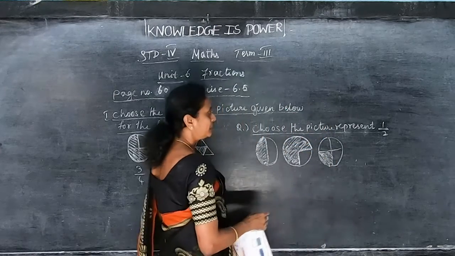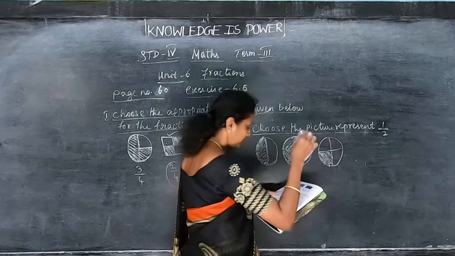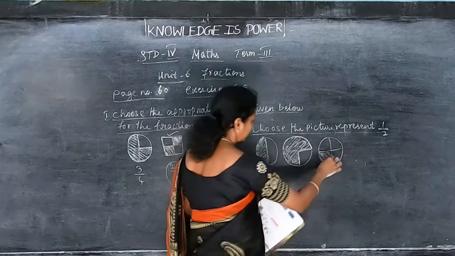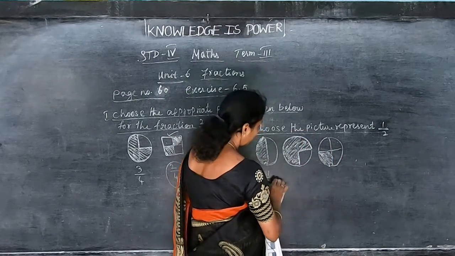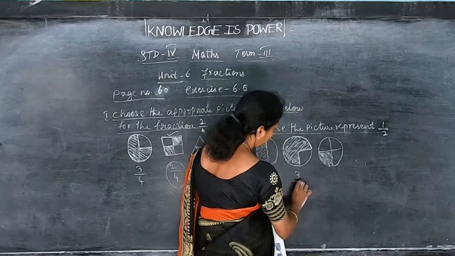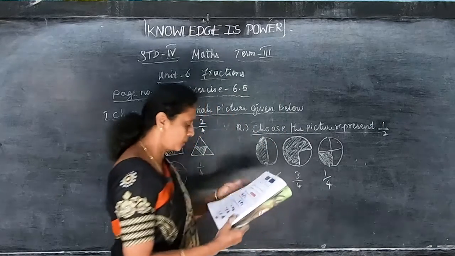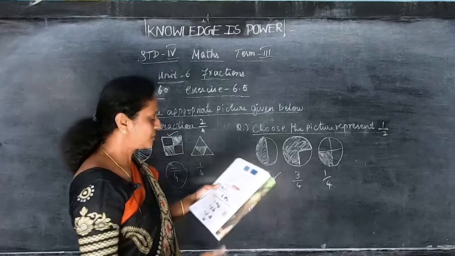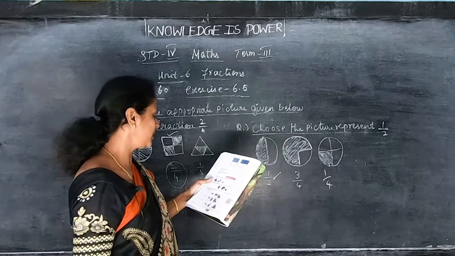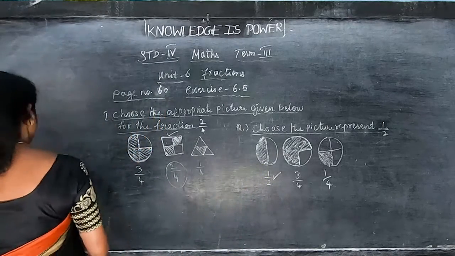So which picture represents 1 by 2? This one only. This is 1 by 2. This is 3 by 4 and this is 1 by 4. So this only represents 1 by 2. And now the last one is you have to match the picture they have given like this. So same thing only.